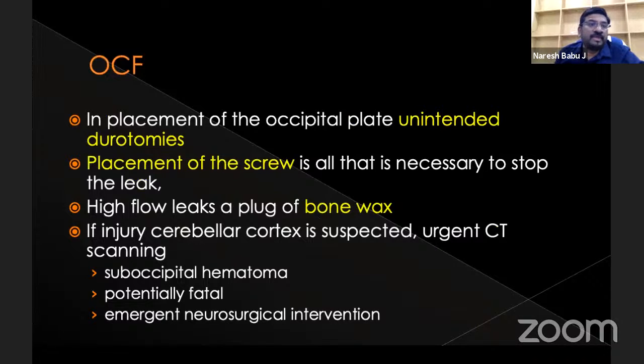A few things about occipitocervical fixations: with the placement of the occipital plate, unintended durotomies can happen. The placement of the screw is all that is necessary to stop the leak. When there is a leak through the occipital hole, you need to place the screw and that stops it. If it doesn't stop, bone wax is the best option. If you suspect injury to the cerebellar cortex, that is a bad sign.